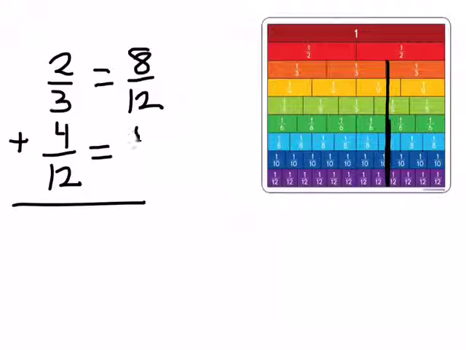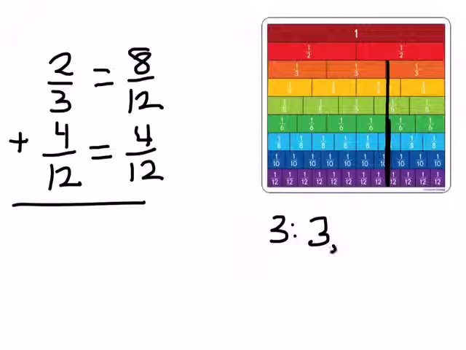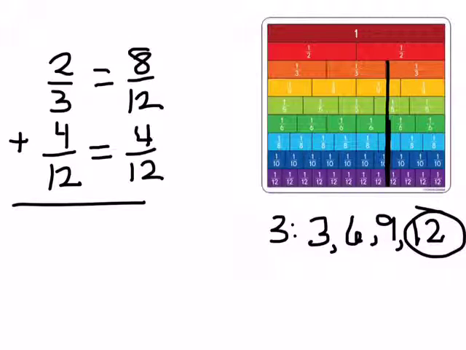And 4/12 can stay the same. Now, I could check it with multiples, so I could skip count by threes, right? 3 times 1 is 3, 6, 9, 12. Oh, there it is. So I can verify that. So I know that 12 is the right denominator. And I can use multiplication to check the numerators. So 4/12 is staying the same. I don't need to do anything.